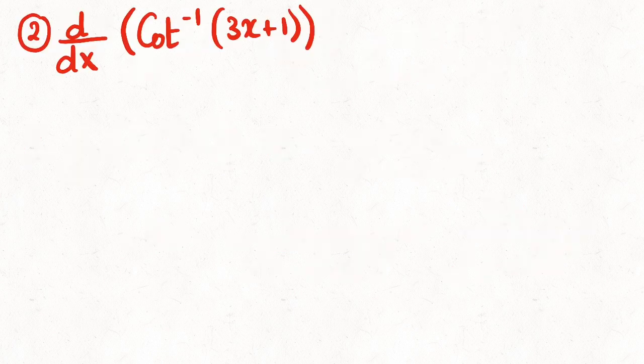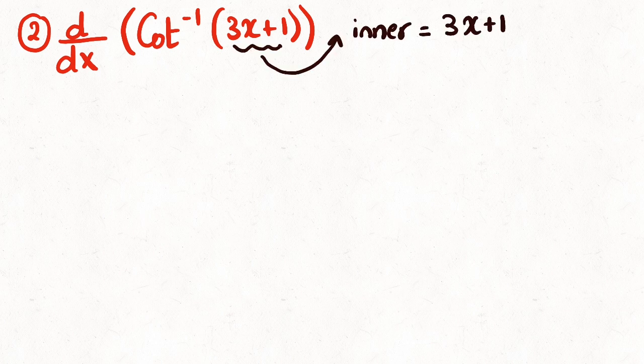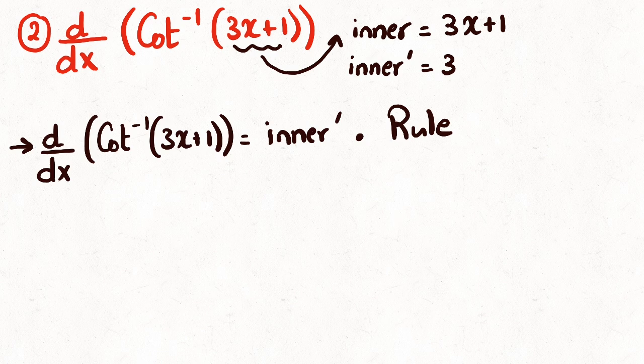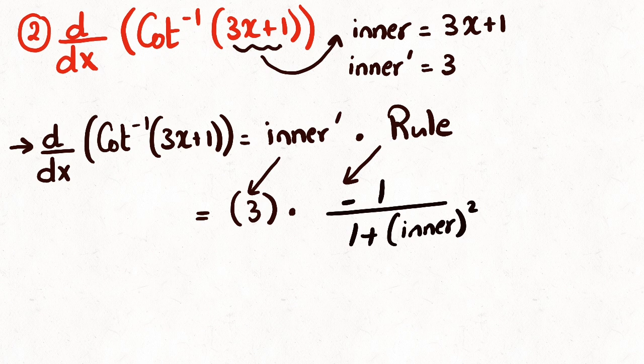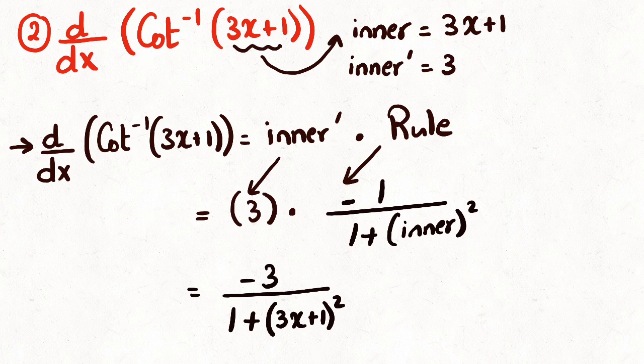Okay, another example. Find d by dx for cotangent inverse of 3x plus 1. Now, the inner will be the angle 3x plus 1, and the derivative is going to be 3. Now, to find the derivative of that inverse, we will say it is the derivative of the inner times the rule. Thus, it will be the derivative of the inner, 3. And because you are dealing with cotangent, it will be negative 1 over 1 plus inner squared. What is inner squared? It is the angle. Thus, it is going to be negative 3 divided by 1 plus (3x plus 1) squared.